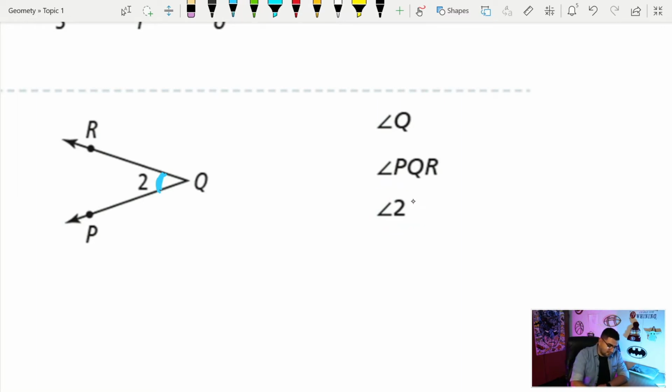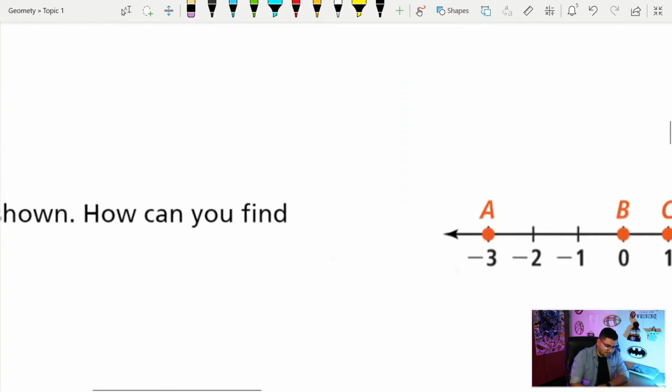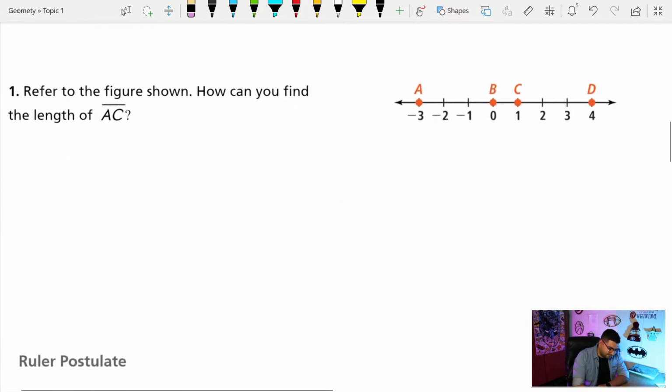Okay, so let's get started on some of the common problems that we see about measuring line segments and angles. So here's one. It says, refer to the figure shown. How can you find the length of AC? So we're looking at this figure. The first thing we want to do is, they're talking about line segment AC, so let's make sure we know what line segment that is. I'm going to draw a point on A, a point on C, and connect those. This will be line segment AC.